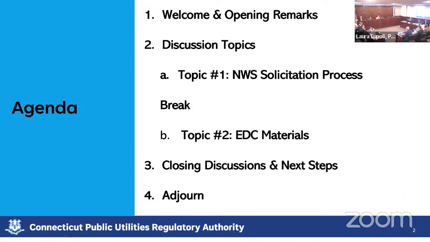In the last meeting, we discussed the system needs suitability criteria and the annual data filings. The plan for today is to discuss our first topic, which is the NWS solicitation process, including the standard RFP, and then move to our second topic, which is the EDC developed materials, such as the pro forma contract and the cybersecurity materials. These topics do overlap to a large extent, so we can be flexible with the discussion of the topics during each of the sessions.